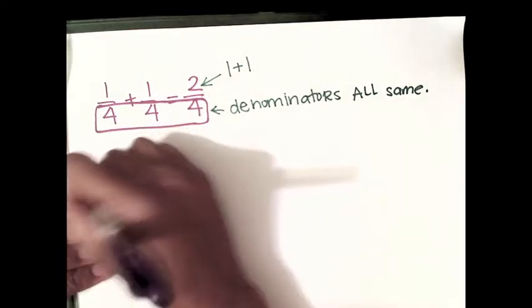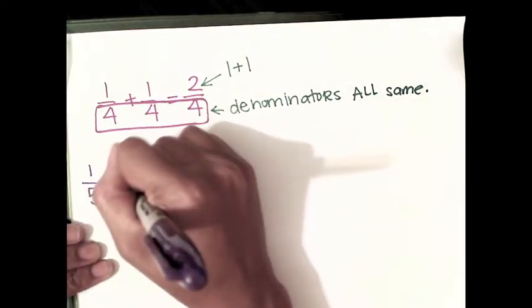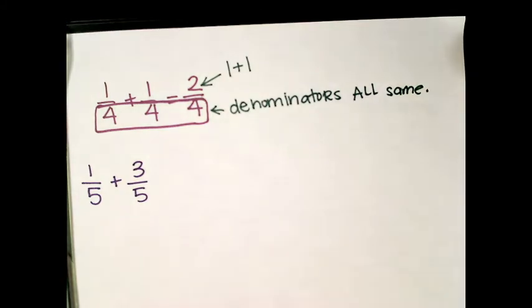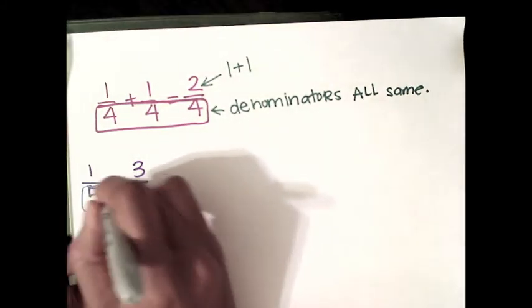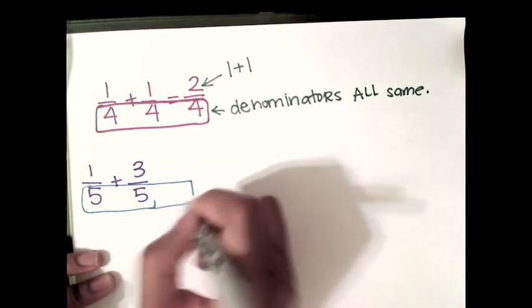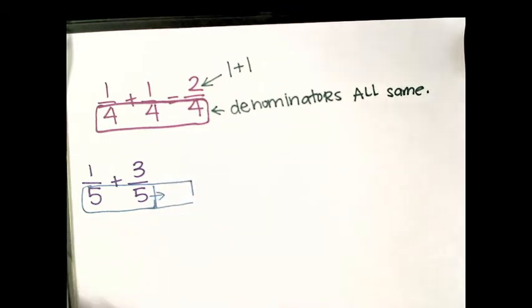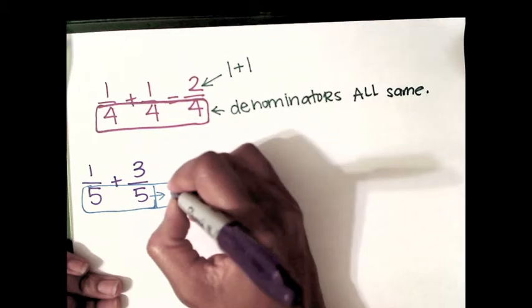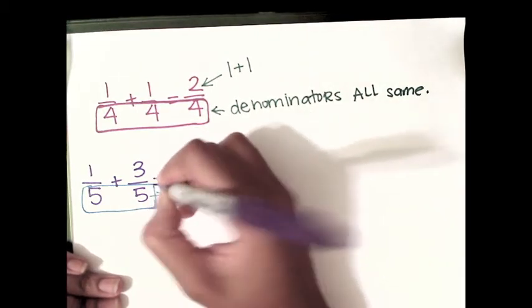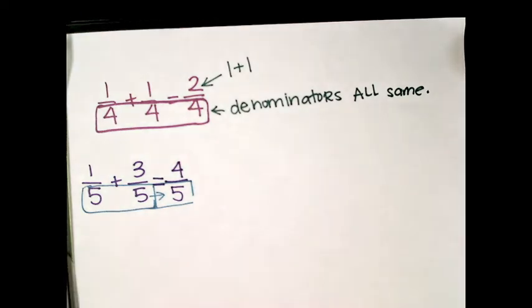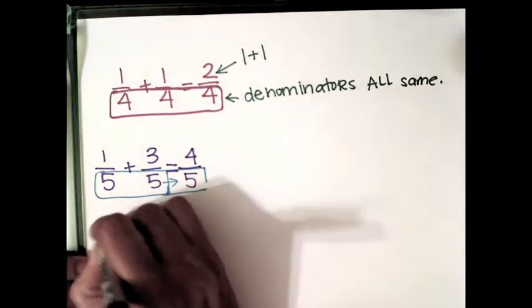If I have 1/5 plus 3/5, it means I have 2 chocolate bars, both split into 5 equally sized pieces. So my new chocolate bar is going to be split into the same number of pieces, 5. But I had 1 slice from the first bar and 3 slices from the next bar, so altogether I have 4 slices. 4/5. 1/5 plus 3/5 equals 4/5.